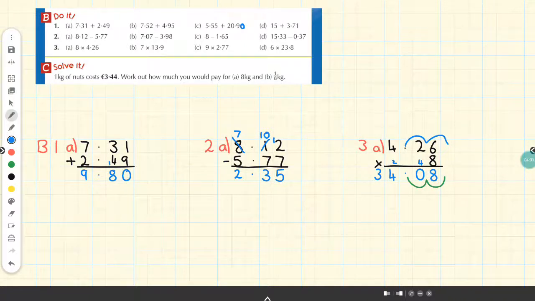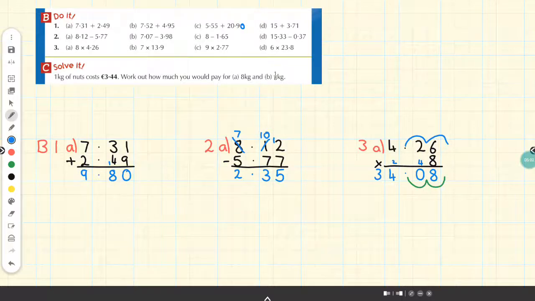So €3.44. Work out how much you would pay for A, 8 kilograms, and B, 1/8 of a kilogram. So if we know that 1 kg equals 3.44, how would we work out how much 8 kilograms weighs? And then if we know that 1 kilogram of nuts costs €3.44, how would we figure out how much 1/8 of a kilogram cost.